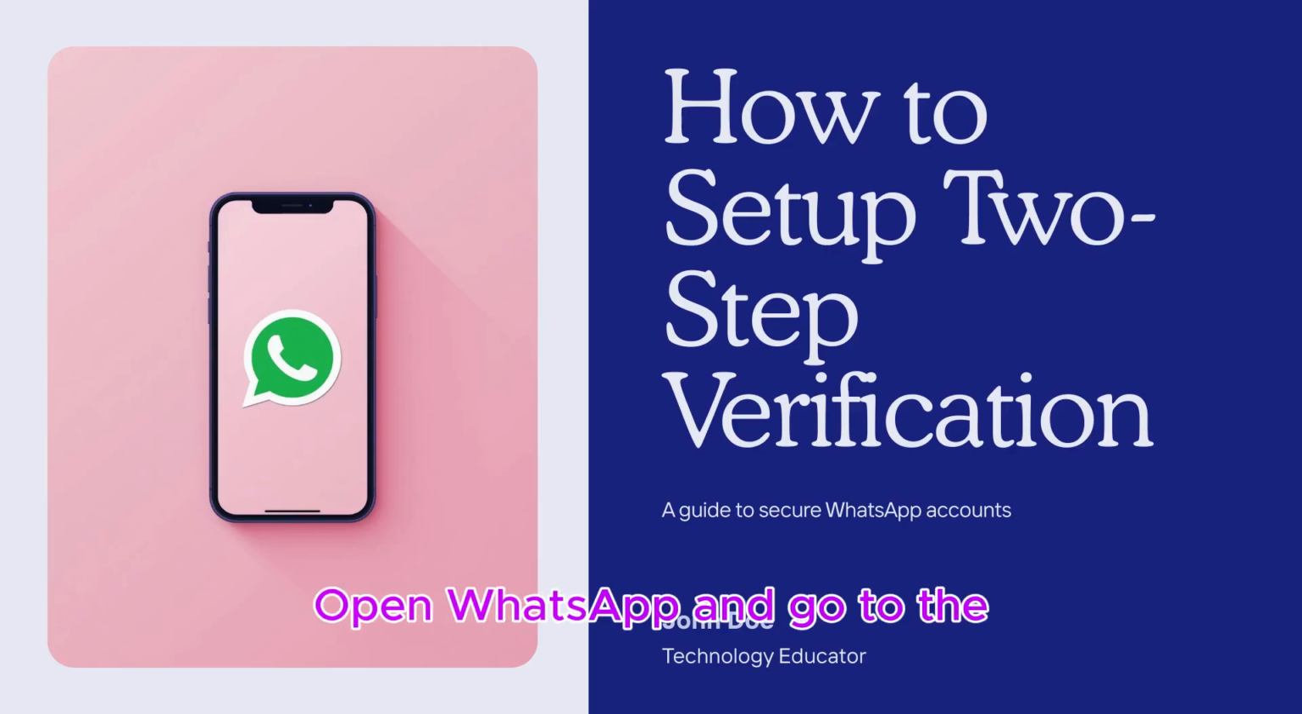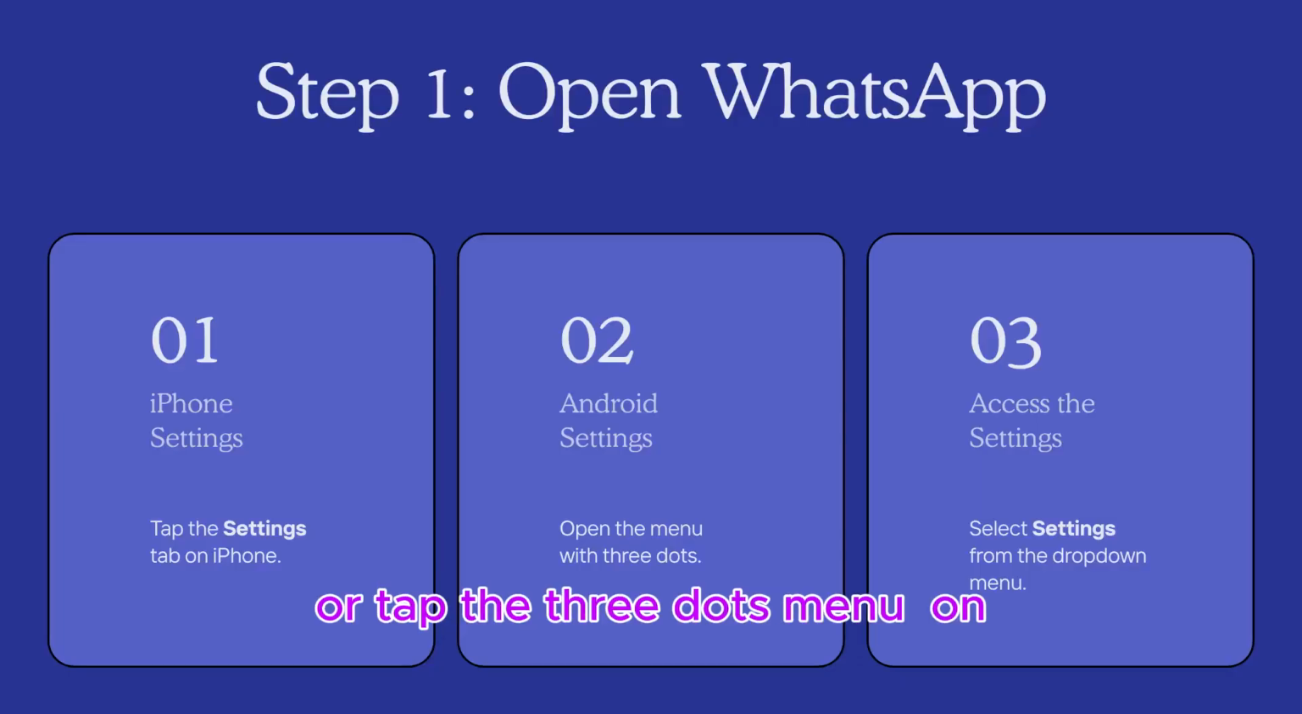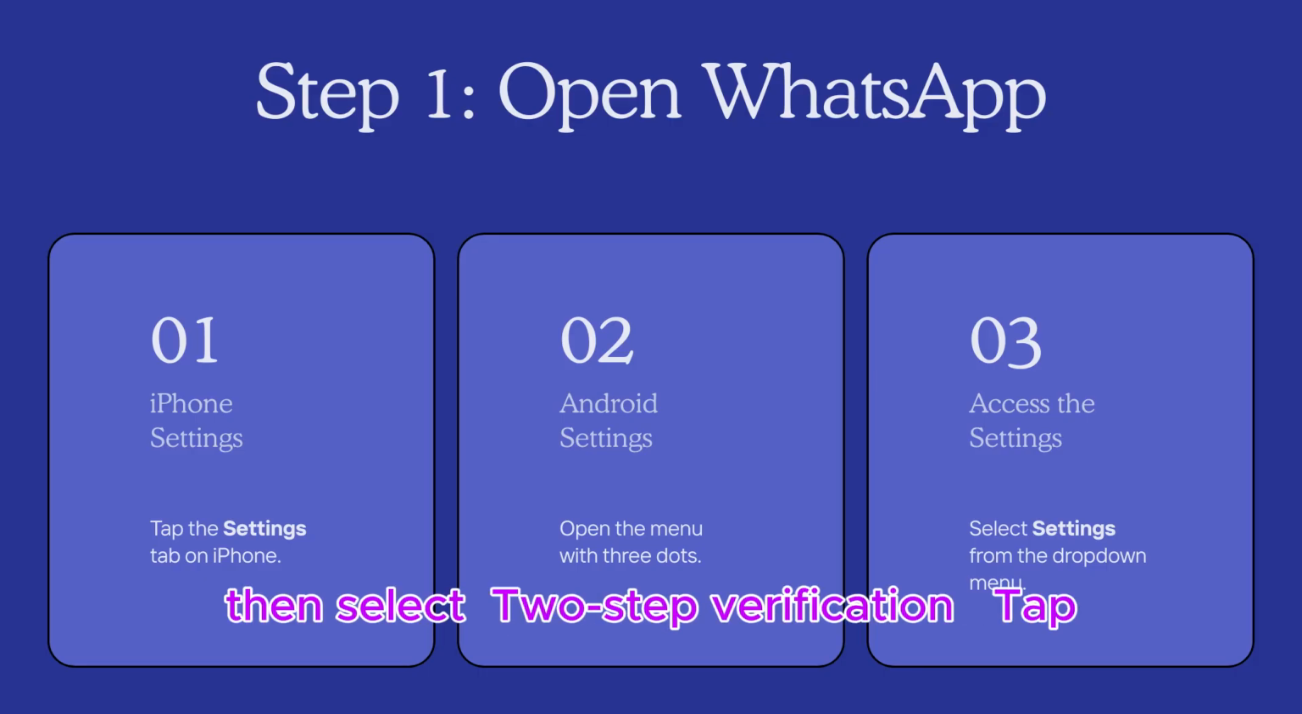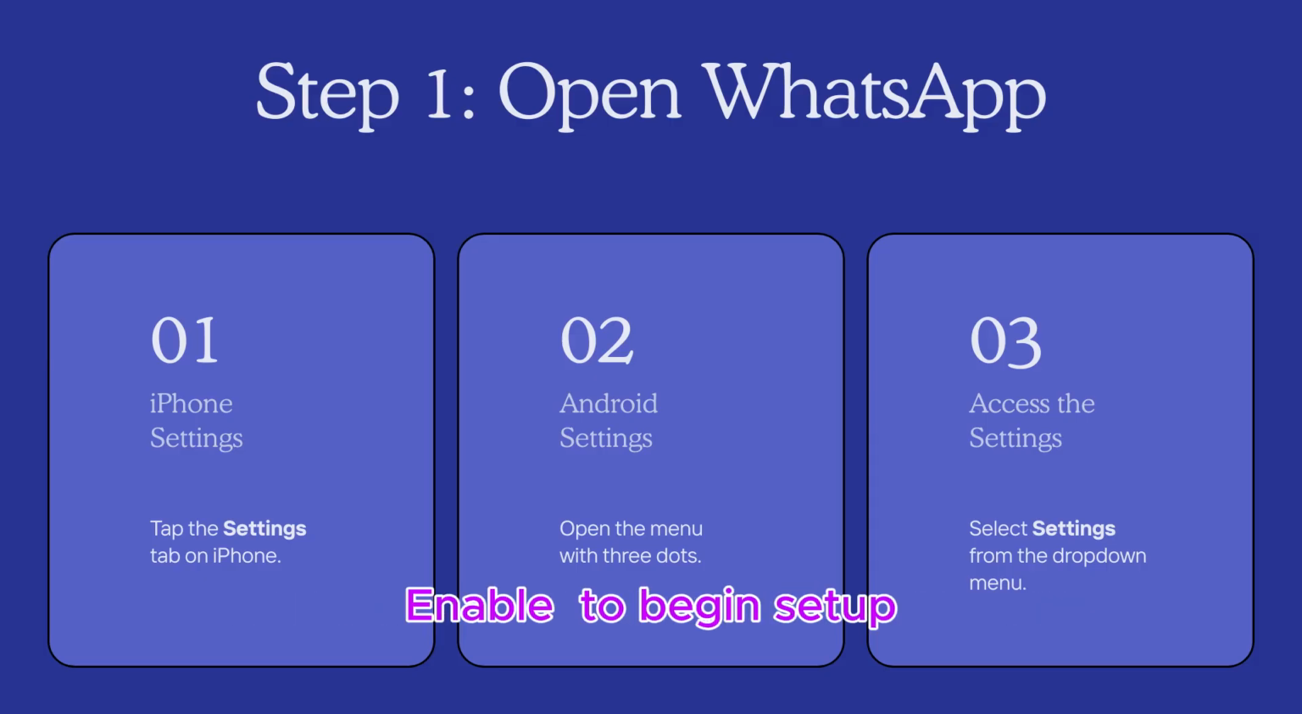Open WhatsApp and go to the Settings tab on iPhone, or tap the three dots menu on Android and select Settings. Tap on Account, then select two-step verification. Tap Enable to begin setup.